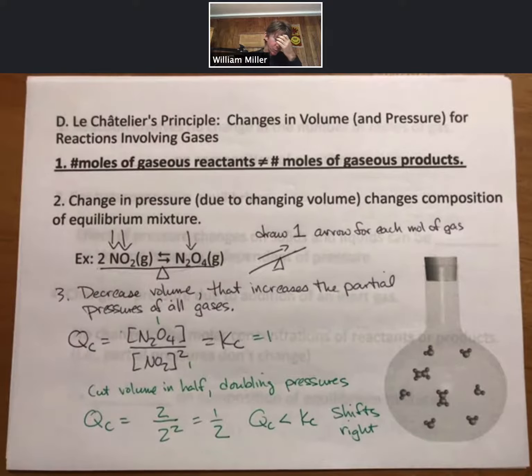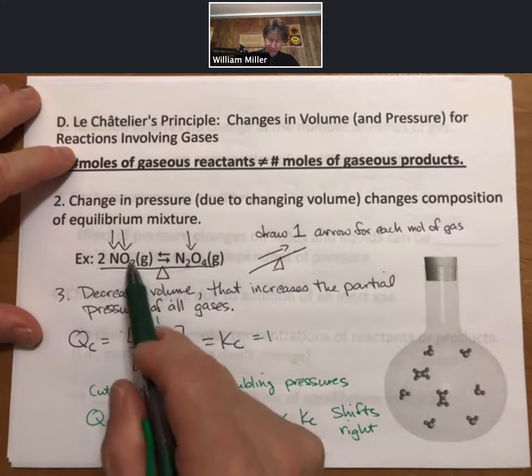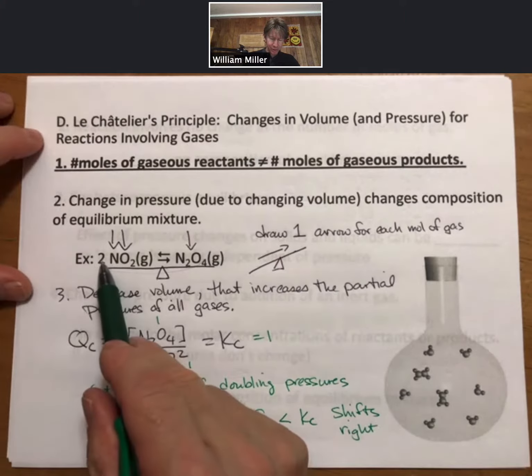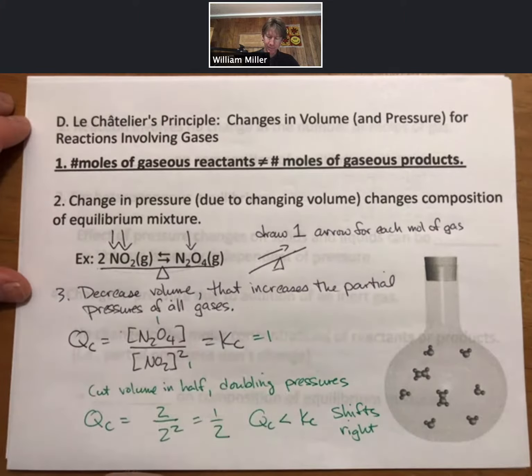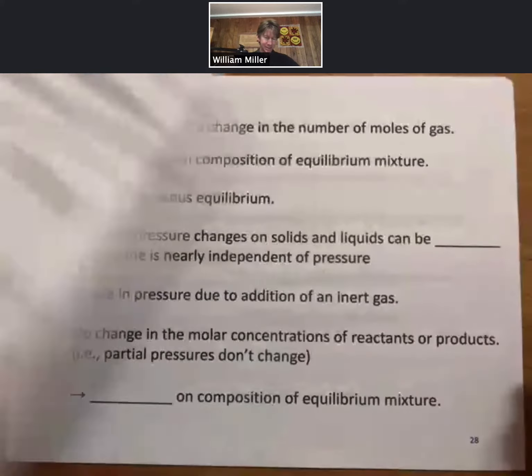So you might ask, how does the system reestablish equilibrium? It will actually decrease the number of gas particles as it moves, so every 2 will be converted into 1, overall decreasing the total pressure. So that's changes in volume and pressure for gases.